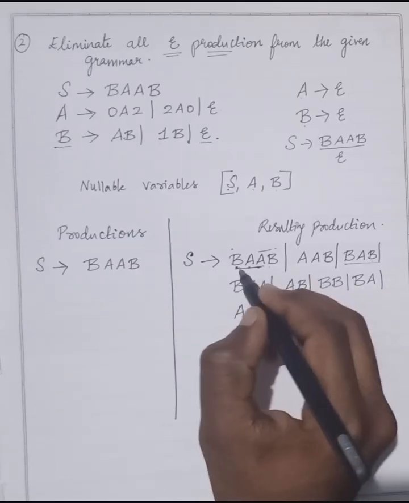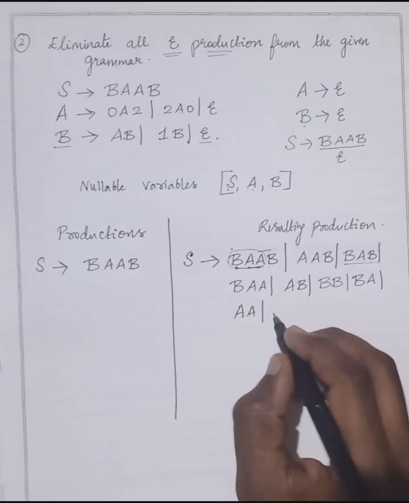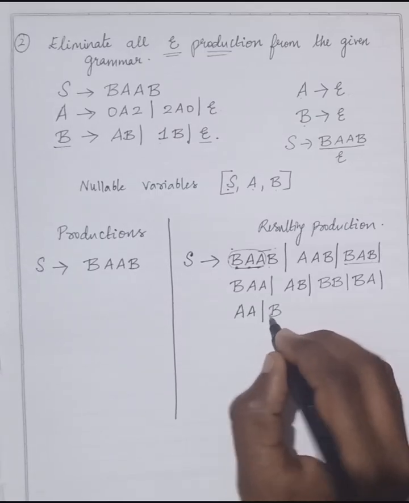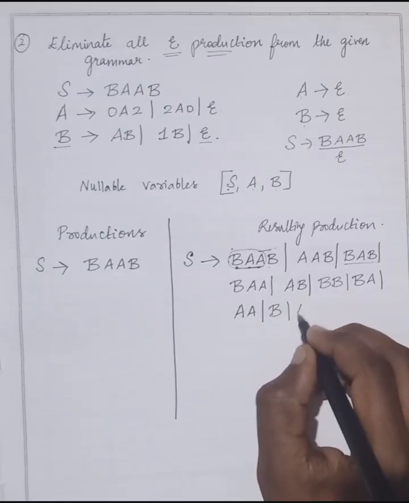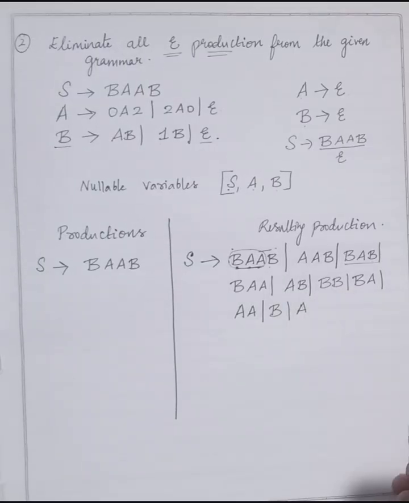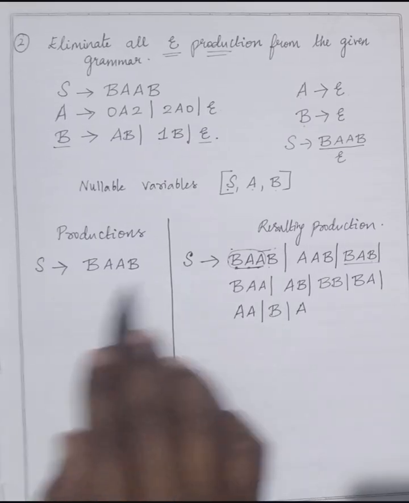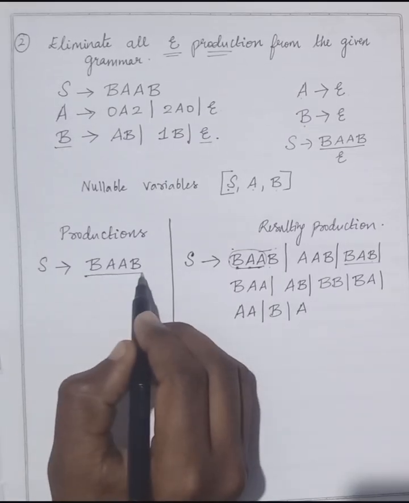Now we will do three. If you consider these three as epsilon, we'll get B. In the same way, if you consider BAB as epsilon, we are left with A. So these are the different productions we derived from the given production BABB.